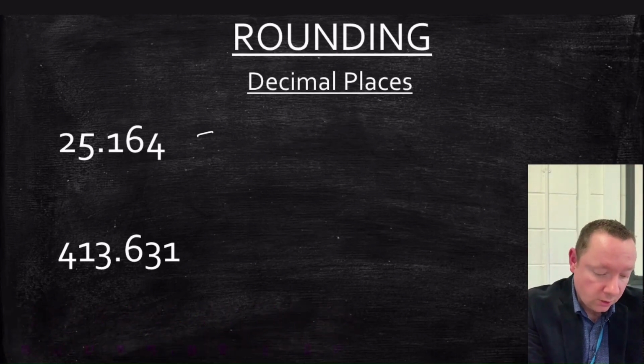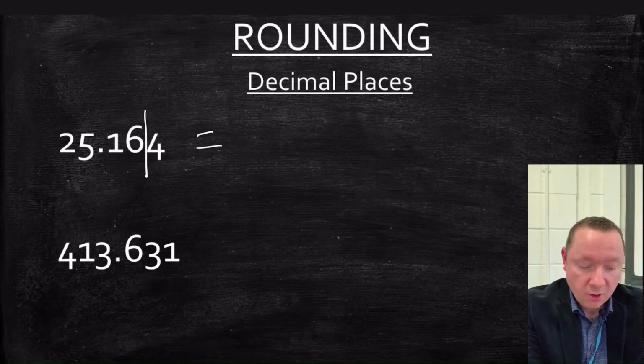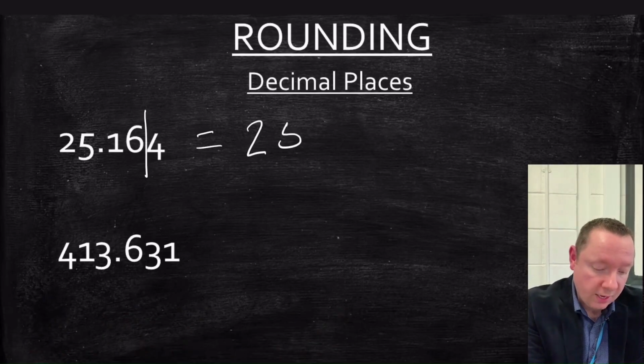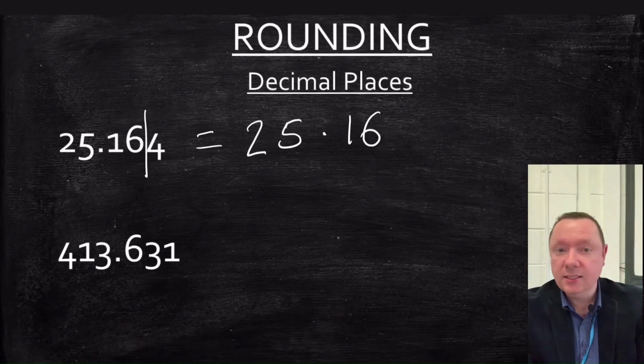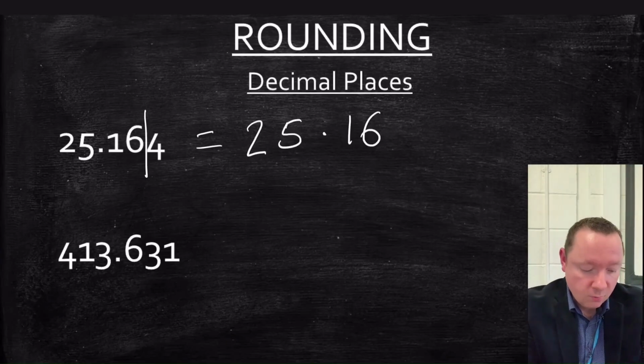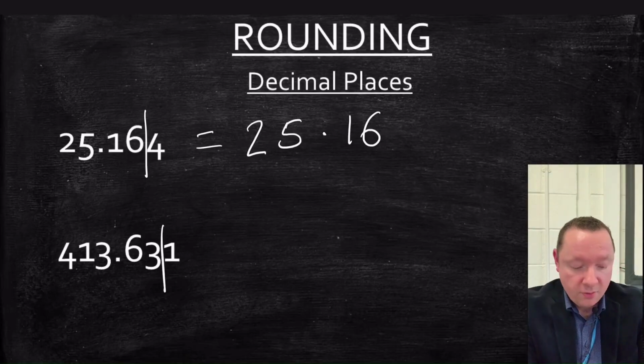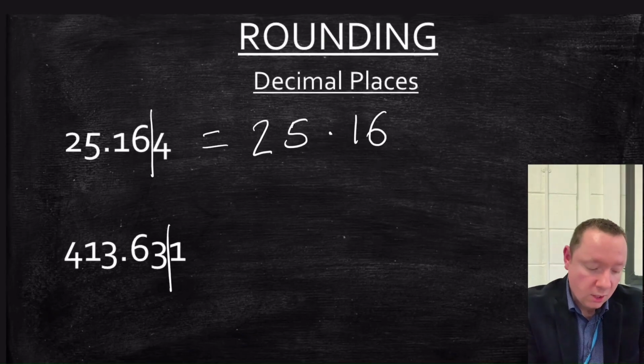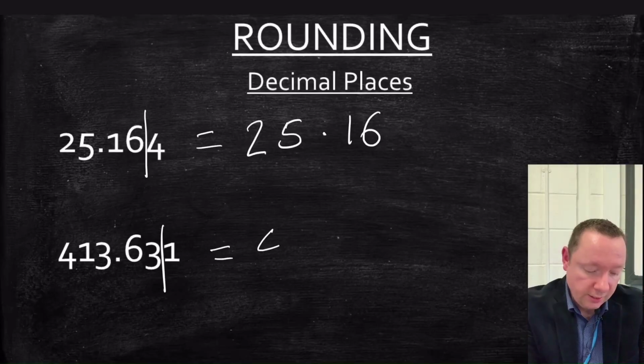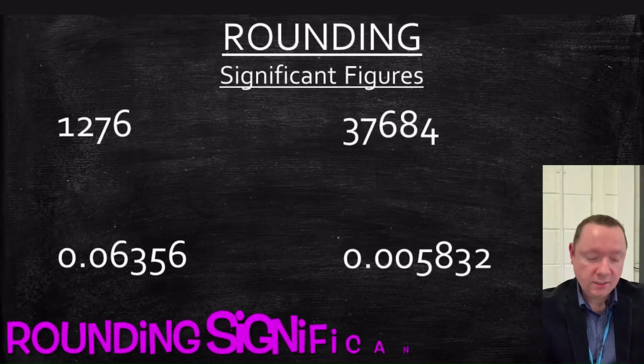We wanted to round that to 2 decimal places. Then we can imagine we're going to cut it here, and we need to round down because 4 is less than 5, so it's 25.16. Nice and simple, that one. The second one, 413.631, again to 2 decimal places. If I cut it here, then 1 tells me I need to round down, so it's 413.63.